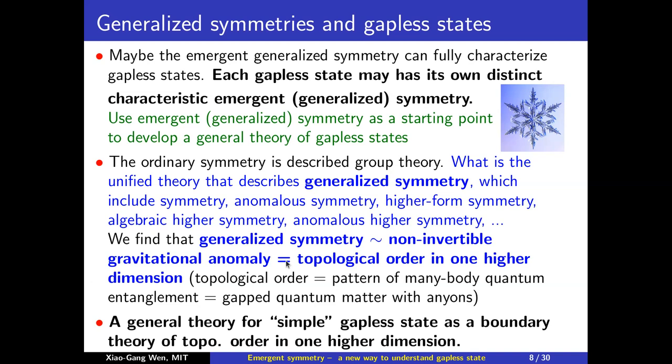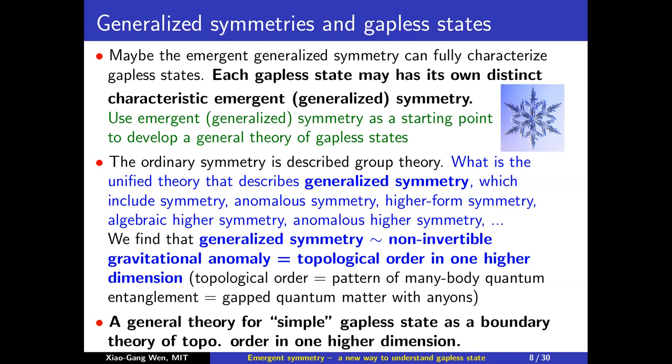So topological order comes back. Although it was introduced to systematically describe gapped states, it happens to be a theory to describe generalized symmetry, so maybe it also describes gapless states. Certainly there's an issue: how can a quantum matter in one higher dimension have anything to do with a gapless state in one lower dimension? How can that connection happen? Well, it's basically the following. These simple gapless states can be viewed as a boundary of topological order in one higher dimension. That's how the two things are connected. So topological order describes symmetry, and its boundary describes the corresponding gapless state. Basically, this is what I try to describe today.